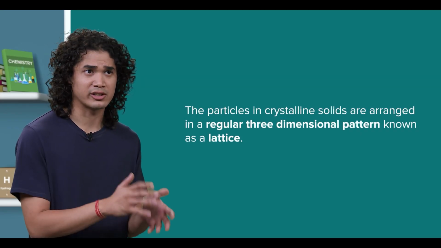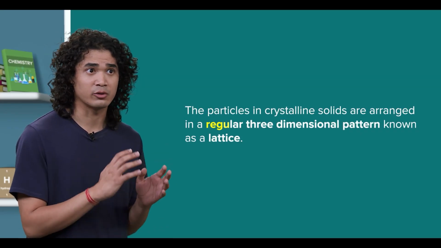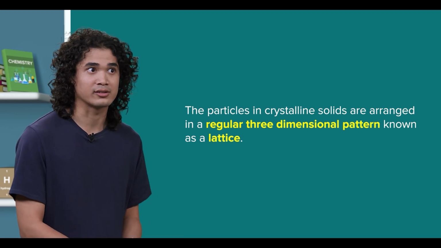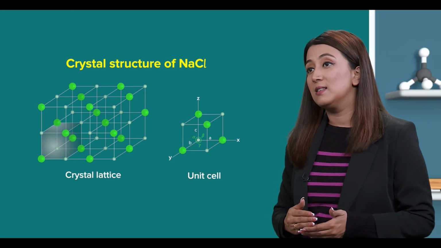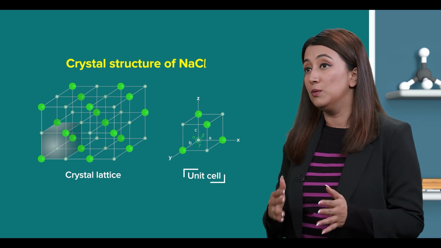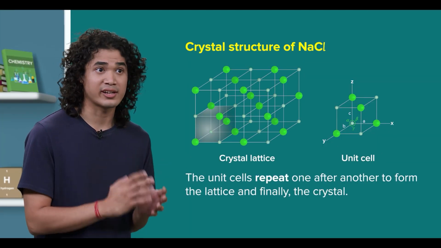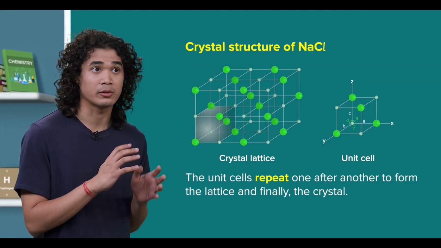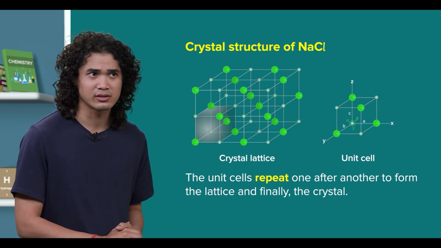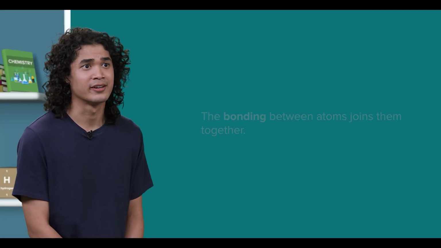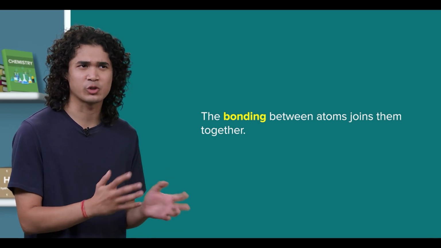I recall that in crystalline solids, the particles are arranged in a regular three-dimensional pattern known as a lattice. Correct. And every lattice is made up of lots of subunits called unit cells. That means the unit cells repeat one after another to form the lattice, and finally the crystal? Well said. So to understand what gives crystalline solids their shapes and their other physical properties, you must understand the geometry of the unit cell and how the atoms are joined together in it. I understand. That's the bonding between atoms that join them together.